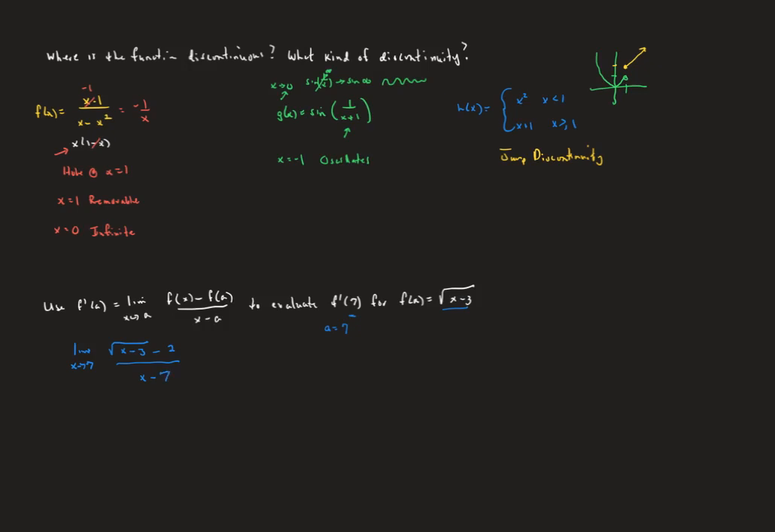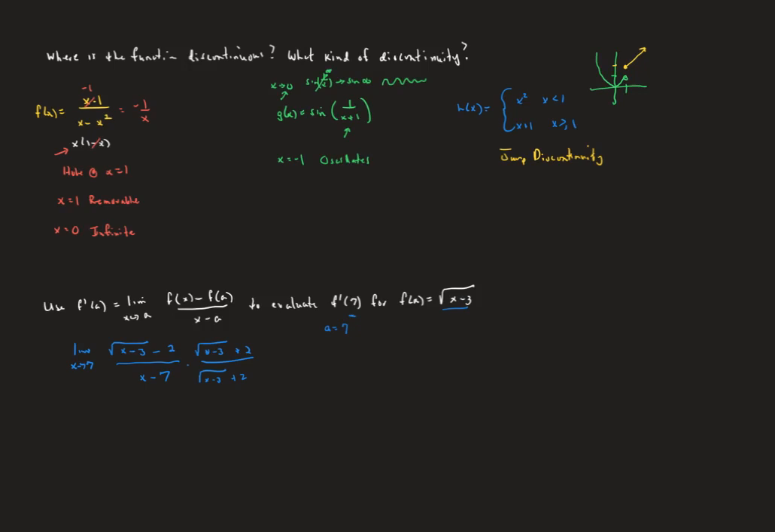So as x approaches 7, in the numerator we get the square root of 4, which is 2 minus 2 is 0, and the denominator is also 0. It's going to be indeterminate. So the way we will resolve this is, again, we are going to multiply top and bottom by the conjugate, a tried and true strategy. So we will multiply by the square root of x minus 3 plus 2.